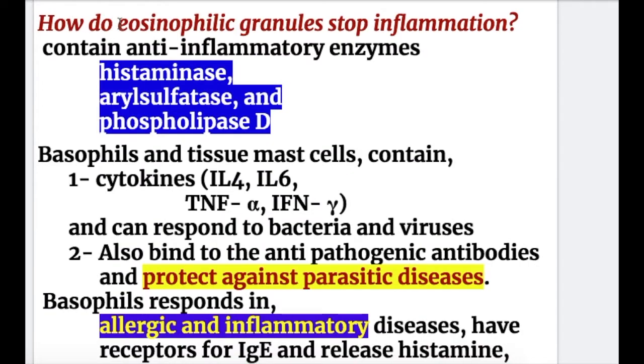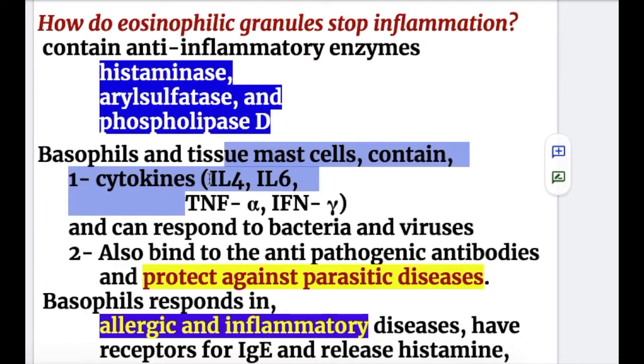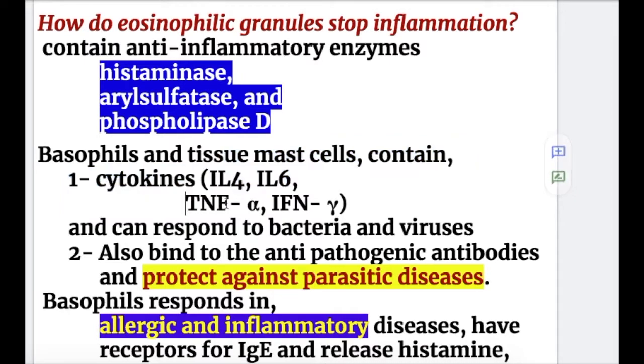Now, how do eosinophilic granules stop inflammation? The eosinophil contains anti-inflammatory enzymes, histaminase, aryl sulfatase, and phospholipase D that inhibit inflammation. The basophil and the tissue mast cells contain cytokines, interleukin 4 and 6, and TNF-alpha and interferon gamma. So basophil contains interleukin 4 and 6, TNF-alpha, and interferon gamma, and can respond to bacteria and viruses.